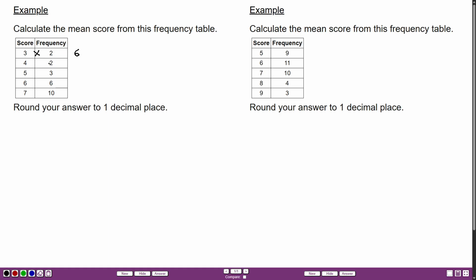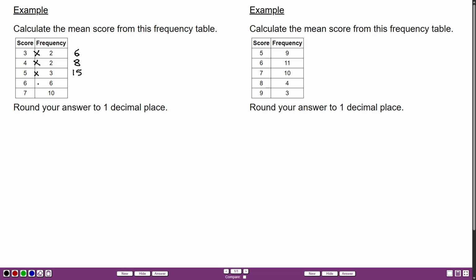These people did slightly better. These two here, they scored 4 points each. So 4 times by 2, they contributed 8 to the total. And then we're getting better and better as we go down. So these 3 people each scored 5 points. So 3 times 5 is 15.